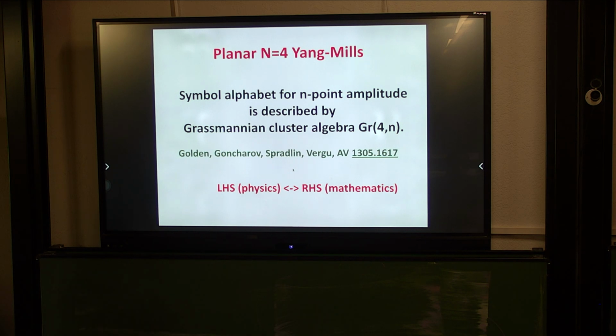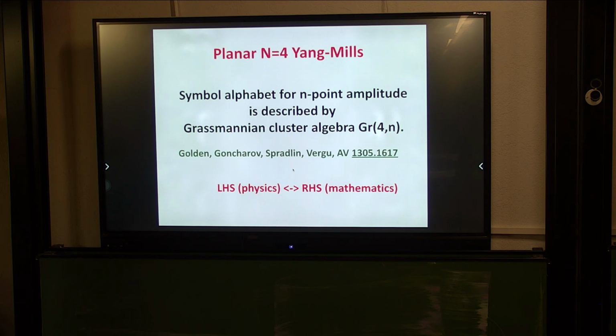There's the left-hand side of this sentence and the right-hand side of the sentence. There's a symbol alphabet for any n-point amplitude, which is the left-hand side, which is a physics statement. Somebody does physics calculations and obtains an answer to this question: what is the symbol alphabet for an n-point amplitude? Then there's the right-hand side, which is mathematics. It's a very well-defined notion: what is the Grassmannian cluster algebra? Then one makes a comparison and observes the match or mismatch for other cases. I will elaborate on that. So that's the main statement.